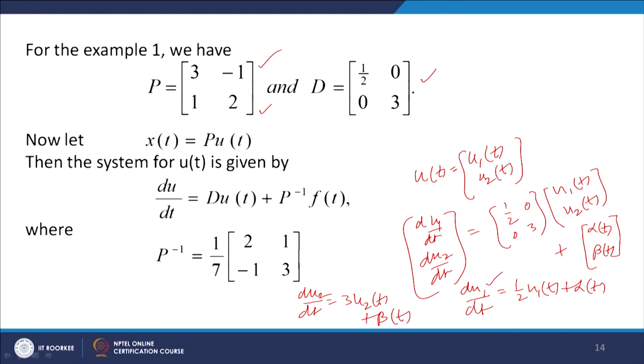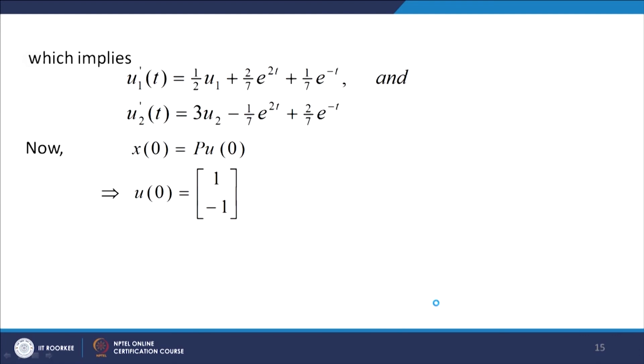Now, this equation and this equation, they are linear equations in u1 and u2. Okay. We know how to solve the equation dy by dx plus p y equal to q, where p and q are functions of x. So, you can solve du1 by dt minus half u1 equal to alpha(t) from this, and du2 by dt minus 3 u2 equal to beta(t) also from this. We can find the integrating factor and then find the solutions u1(t) and u2(t). So, these are the differential equations for u1 and u2.